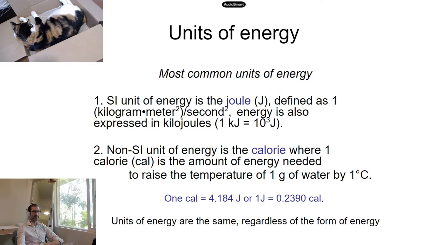So the standard international unit is the joule, and that's going to be 1 kilogram times meter squared over second squared. And so it's a unit that's able to do work. That's what that whole derivation says, is this thing can do work. It's a unit of thing that can do work.